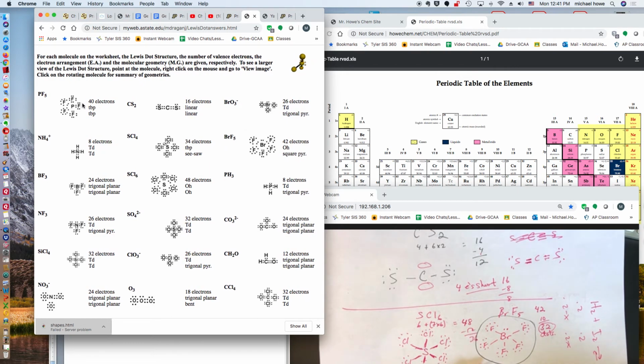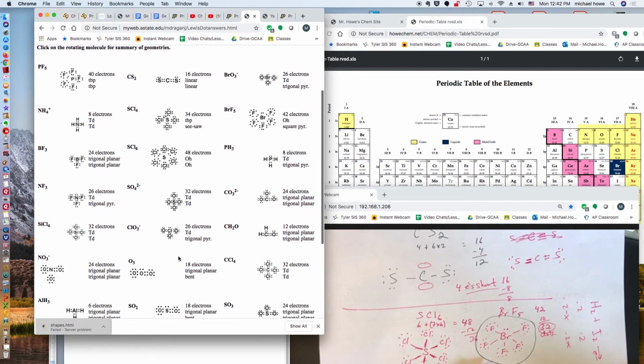All right, 40 for PF5. I didn't do PF5. Let's see, I did SCl6. SCl6 right here. So there's 48. And you see how there's all single bonds in between the sulfurs and the chlorines.